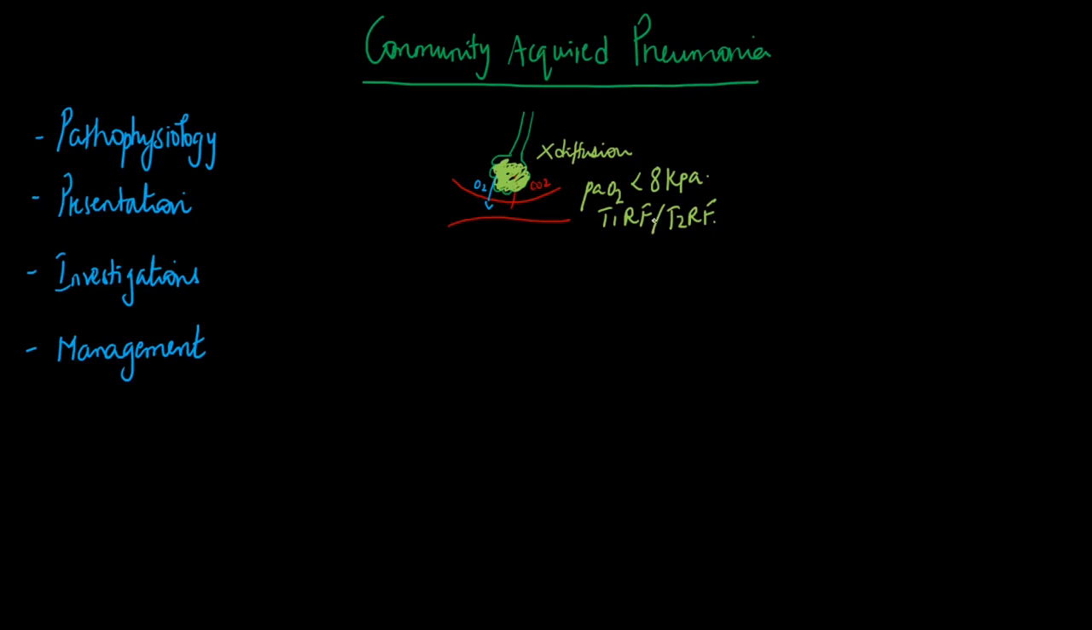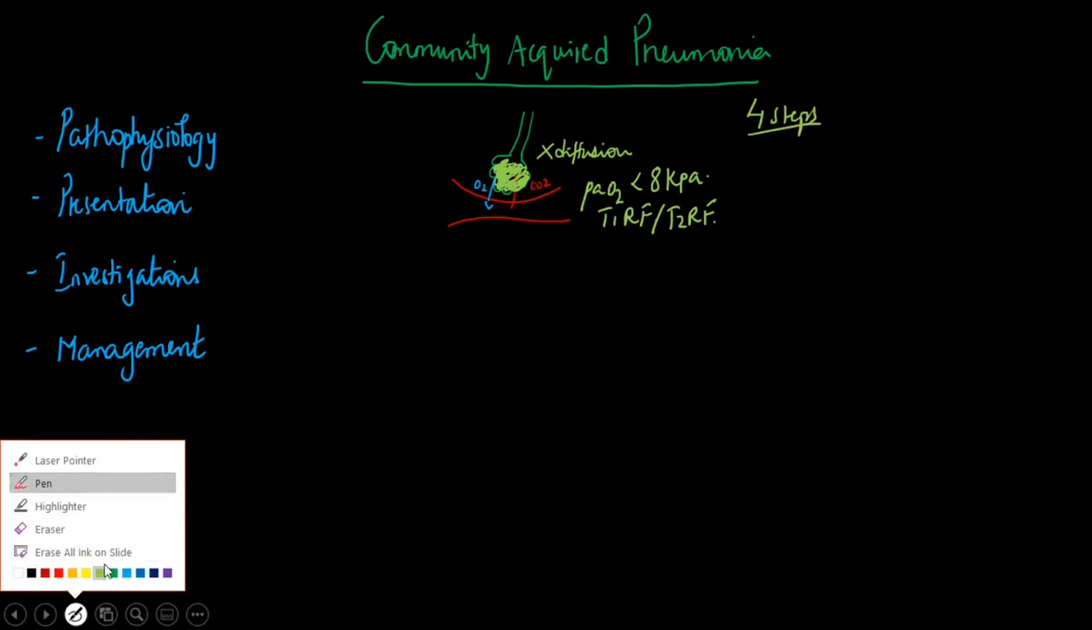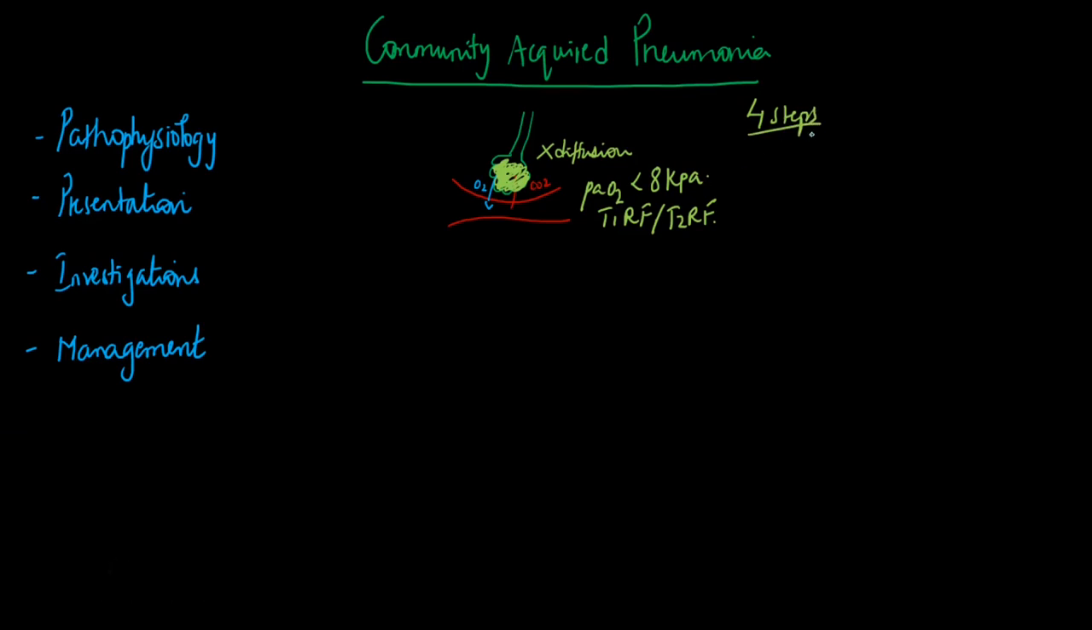Okay, so in terms of the pathology, there's basically 4 steps we've got, and the first one is known as the stage of congestion. Then we have something called red hepatization. Followed by grey hepatization. And finally, the resolution phase.